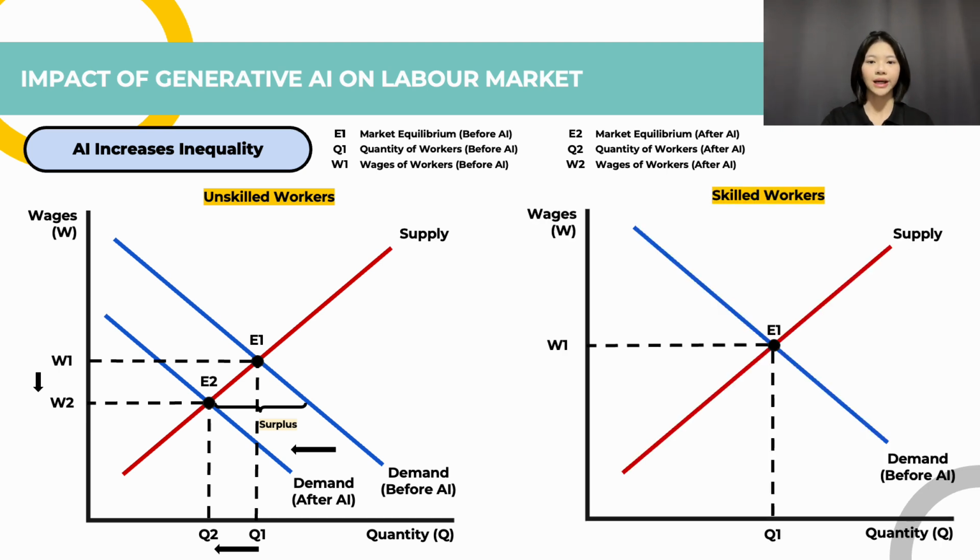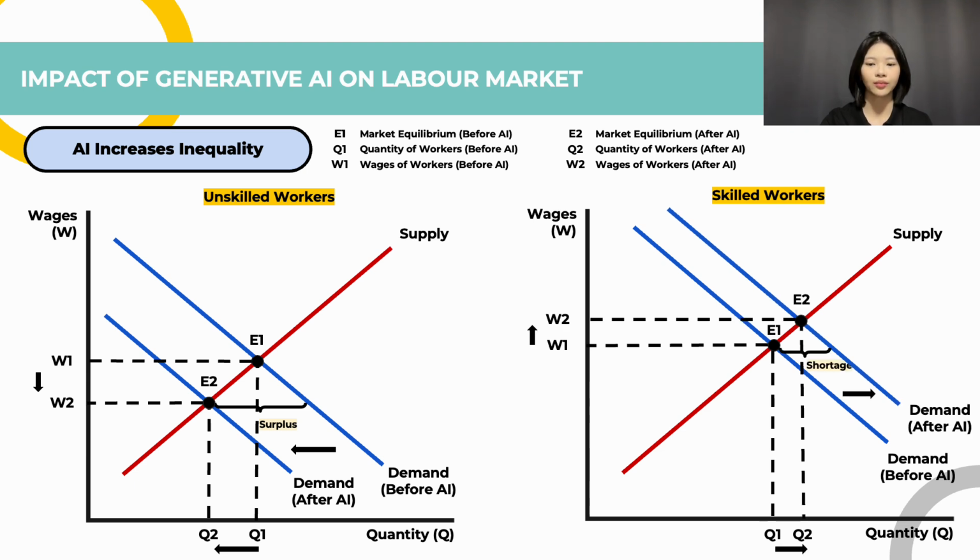On the other hand, the demand for skilled workers, such as IT specialists and customer service managers, is likely to increase. These roles are essential for developing, maintaining, and improving the chatbot technology. This results in the rightward shift on the demand curve for skilled workers, causing a rise in wages from W1 to W2. As a result, the fast food industry could become polarized, contributing to labor inequality.